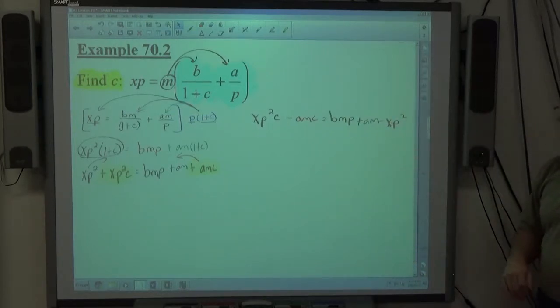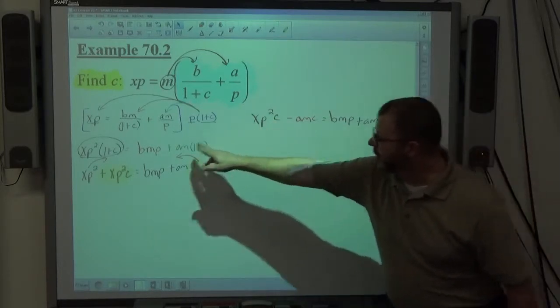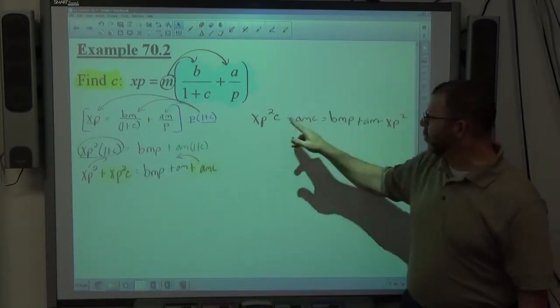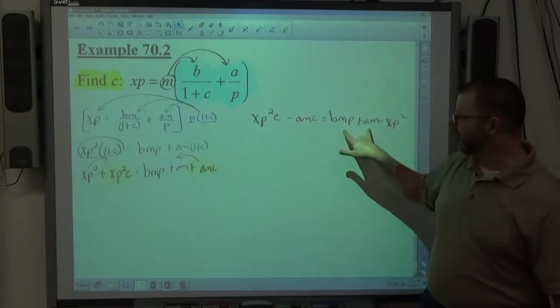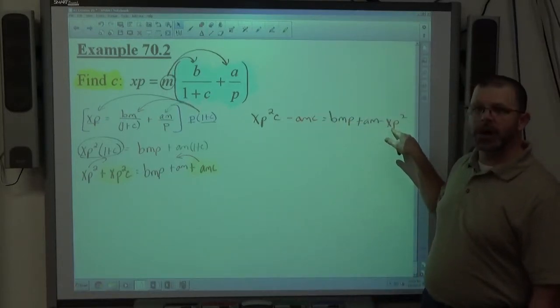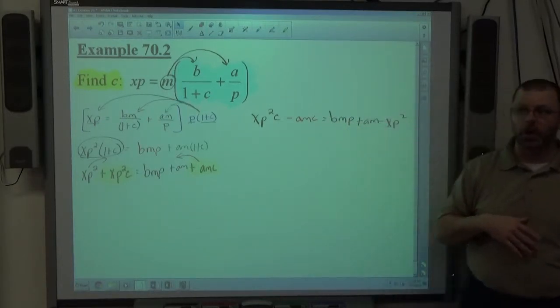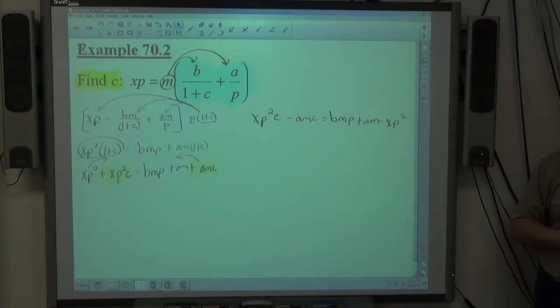So xp squared c stayed left, positive. AMC moved left, it becomes negative. These two stayed right, positive. Xp squared moved right, became negative. The two terms that moved are in red. They changed signs. The three terms in black didn't move. They stayed the same sign.